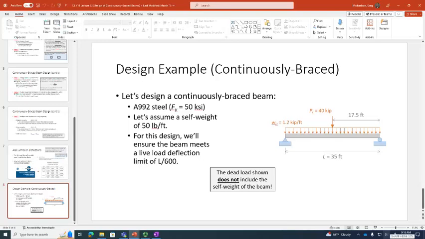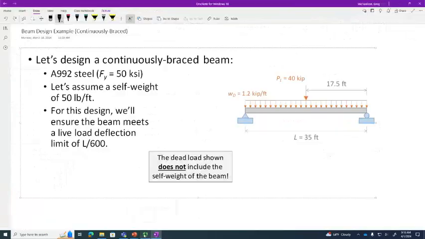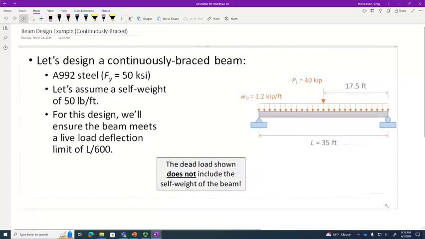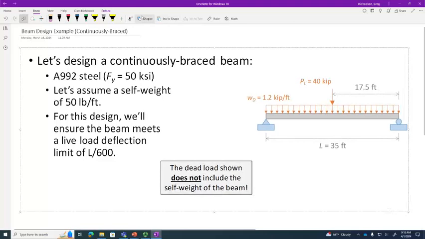Now, this dead load does not include the beam self-weight. So we would say that this dead load is superimposed. So there's the dead load of the beam, the self-weight of the beam, and then the dead load on top of that weight. We call that superimposed. So if you hear me use the term superimposed, that's what that means. Make this a little bit bigger. All right. Good to go?